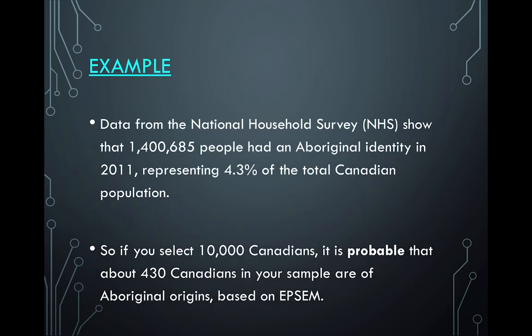So here we have an example, a national household survey, and we have this number of people claiming Aboriginal identity in 2011. And so here the issue is if you select 10,000 Canadians, it is probable that about 430 Canadians in your sample are of Aboriginal origins based on EPSEM, the principles of that, right? So that's just basic kind of math stuff. Again, we don't want to get too fancy with the numbers here. It's the ideas that we're talking about.